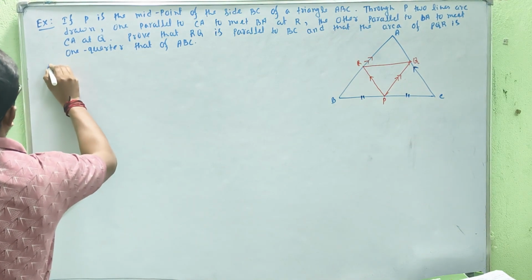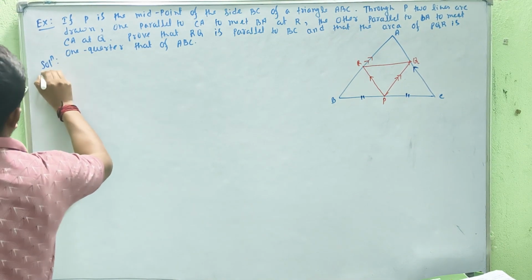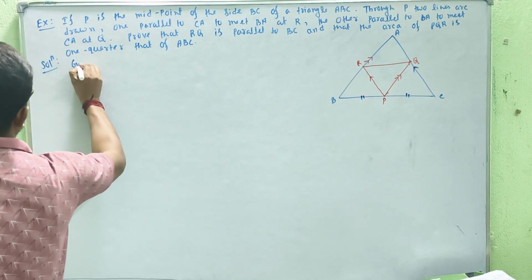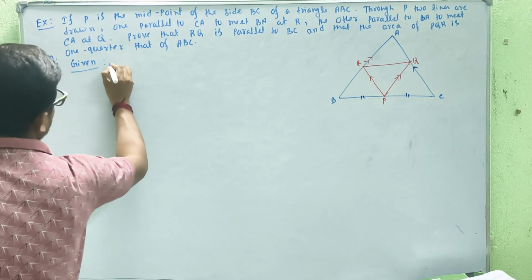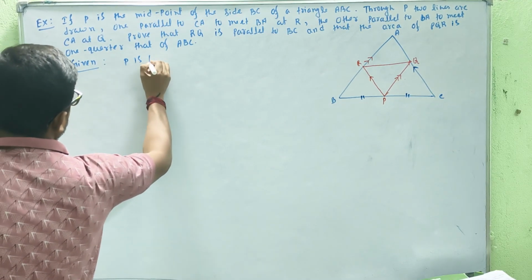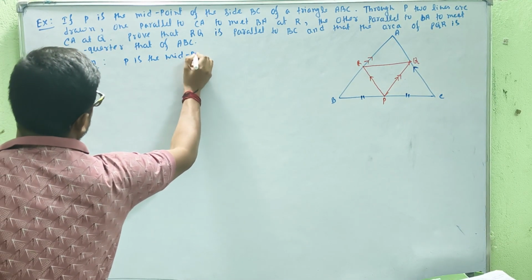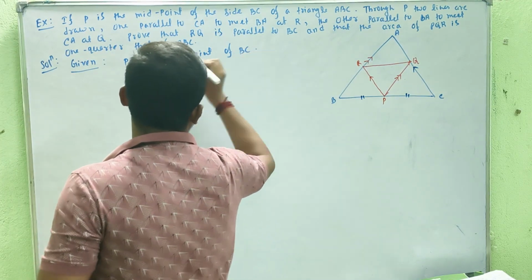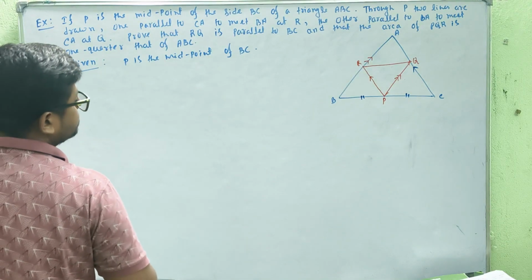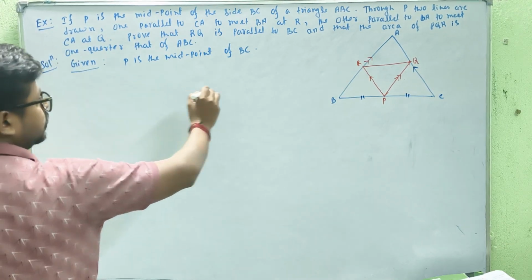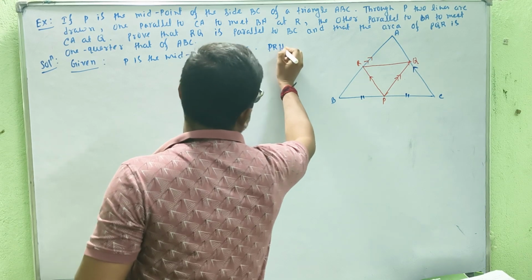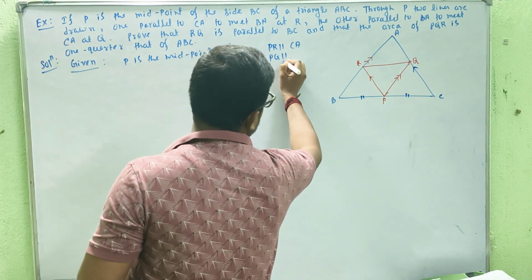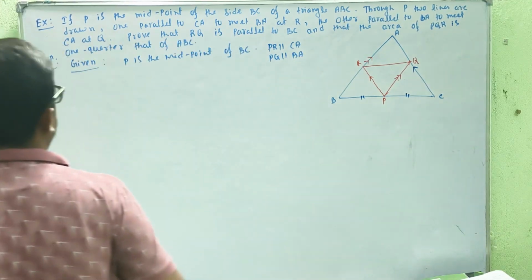So, solution. What are the given conditions? Given: P is the midpoint of BC, then PR parallel to CA and PQ parallel to BA.